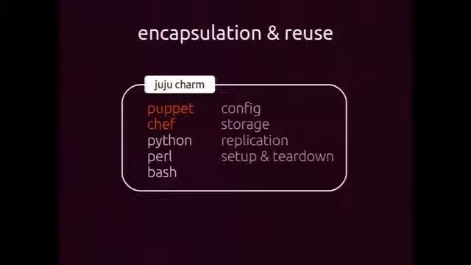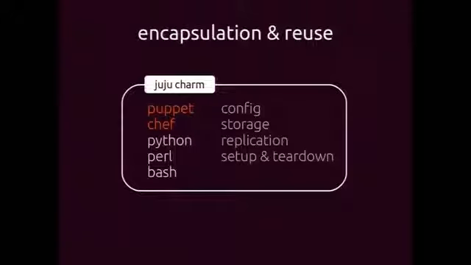Inside the charm, all of the wisdom of the expert who knows how to deploy Hadoop or deploy Cassandra is encapsulated. What's happened here is that we've stepped up a level from configuration management. People have preferences around configuration management. Juju can wrap around any of those.